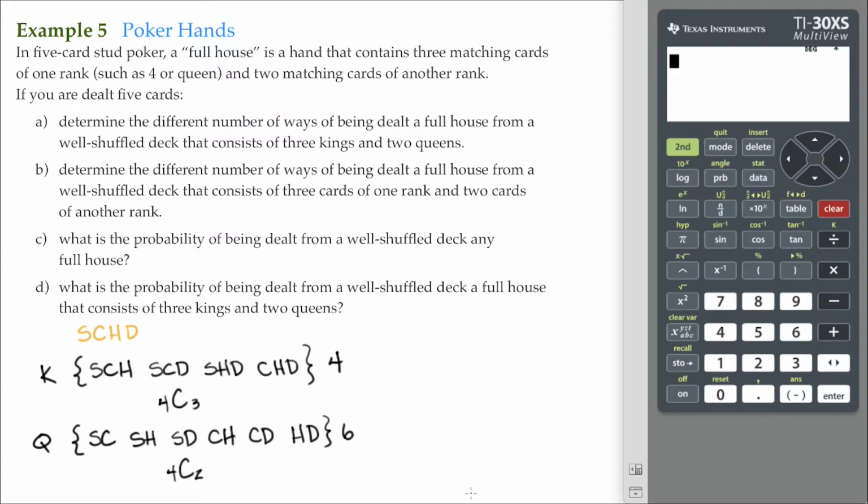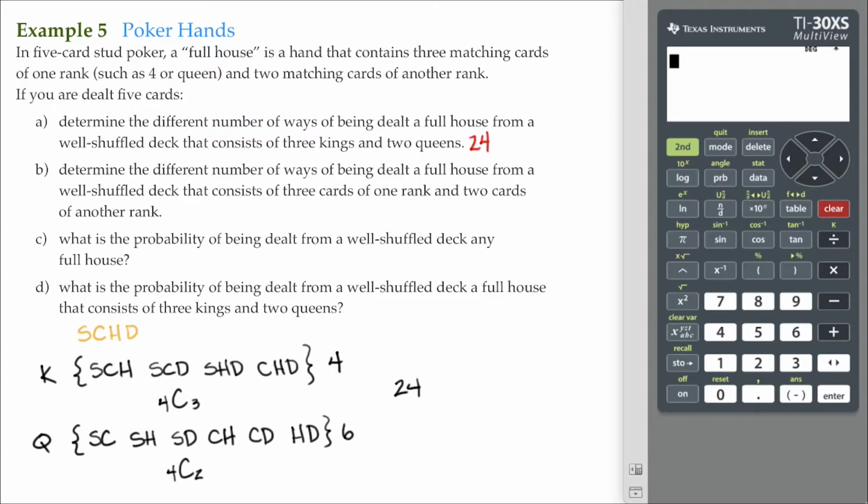And of course, since we want our hand, when we're dealt our 5 cards, we want 3 kings and 2 queens. How many ways can that happen altogether? Of course, the fundamental counting principle says, just go ahead and multiply 4 times 6. That's 24. So there are 24 different ways you can be dealt 3 kings and 2 queens.